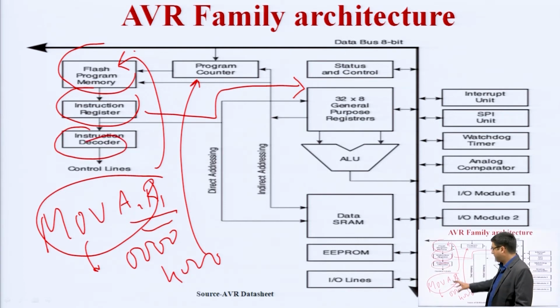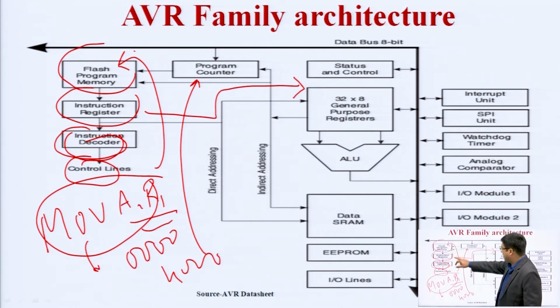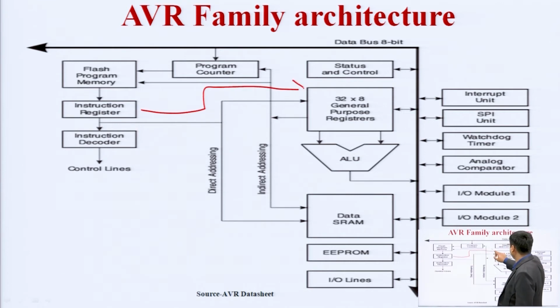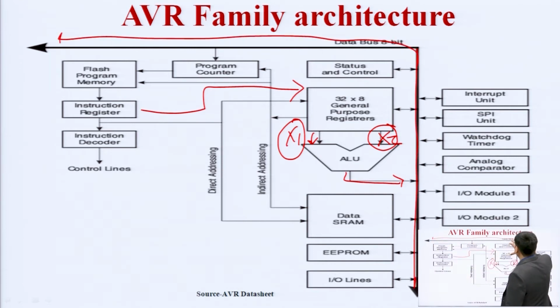What will be the role of the instruction decoder? The instruction decoder decodes the instructions and provides them to the control lines. After the execution of the instructions, the data will go into the 32 into 8 general purpose registers. Let us take x1 and x2. When we perform some arithmetic logical operation on x1 and x2, the result is further provided onto this line, and from this line the result flows into the 8-bit data bus.